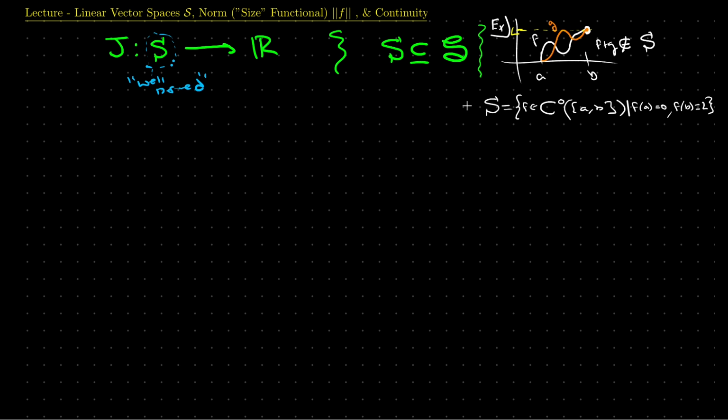However, this set S is not closed. If you take two functions f and g in this set and add them together, the result is not going to be in this set S, because at the boundary b, you'll end up getting L plus L, or 2L. So this will not satisfy the conditions of being inside this set S.